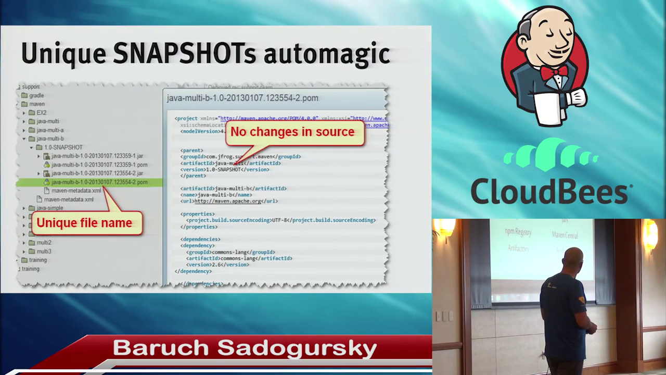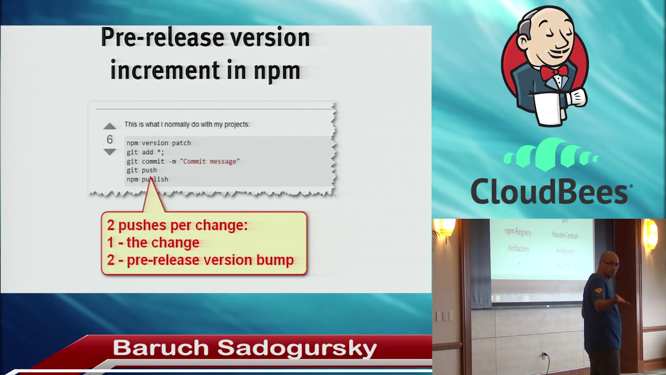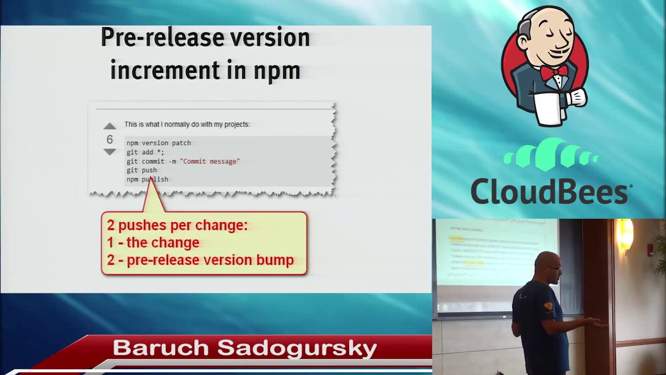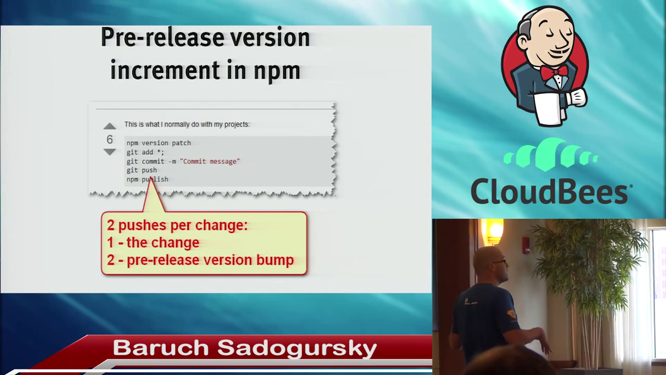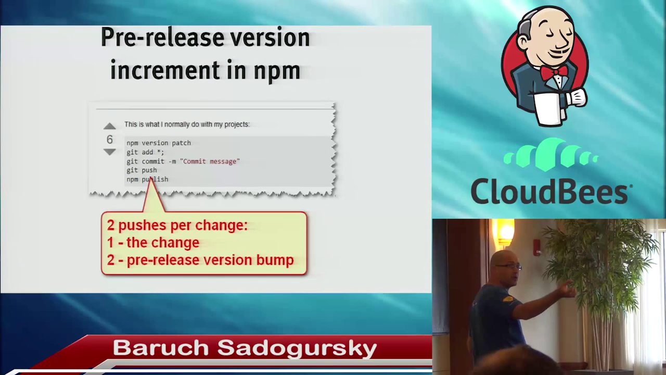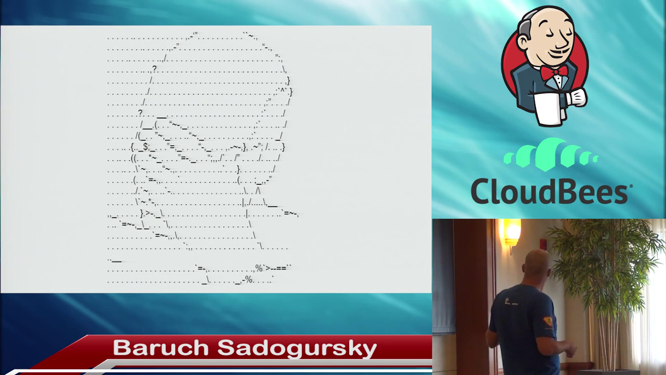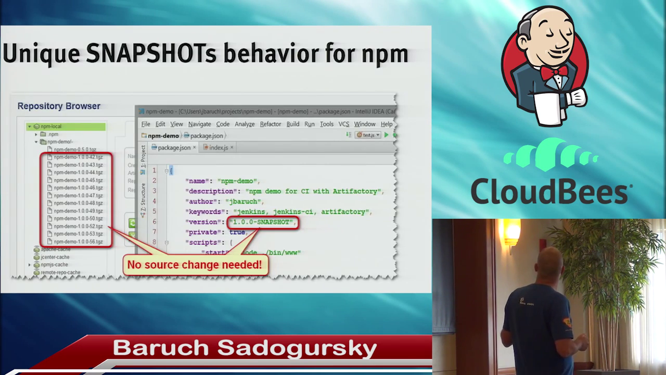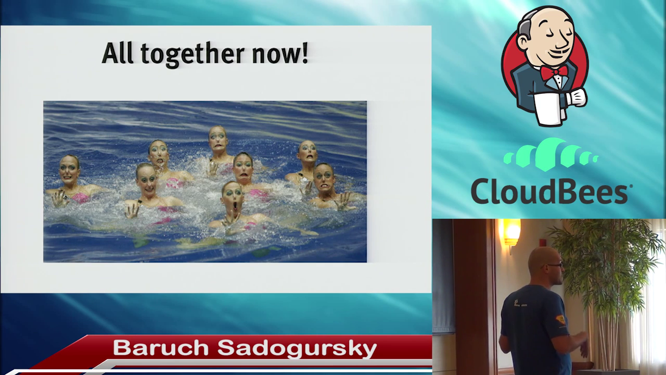Remember I mentioned it? So, what we actually need in npm is a kind of snapshot behavior. And we get it from semantic versioning, which is what npm works with. It's called prerelease. Prerelease means after a patch version, you can add any string, and it will mean exactly that. So Artifactory gives you the support for that, and with having a snapshot in your npm package, you can have a unique file name in Artifactory.